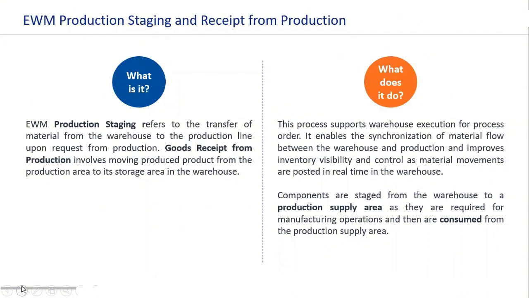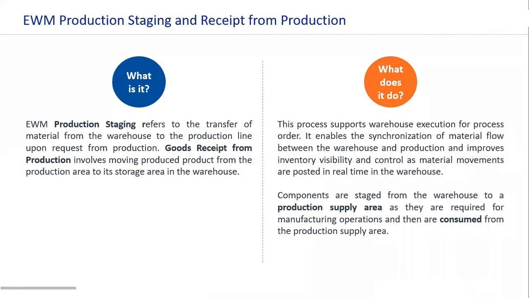So EWM production staging refers to the transfer of material from the warehouse to the production line upon the request from production. Goods receipt from production involves moving produced product from the production area to its storage area in the warehouse. So for us, the goods receipt from production doesn't go into the warehouse. That's where the factory clearance would come in, if that makes sense.